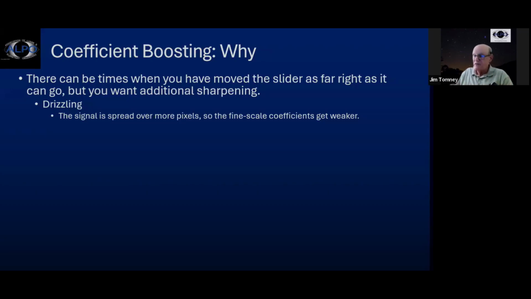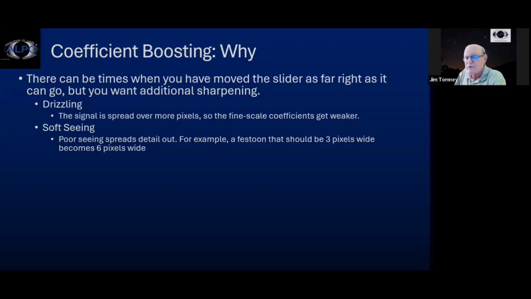When you do drizzling, which is basically expanding, enlarging your stacked image, the signal is going to be spread over more pixels. So the fine scale coefficients are going to get weaker. And so that's why you might see, hey, I've gone as far over to the right as I can, but I know that there's better detail there.